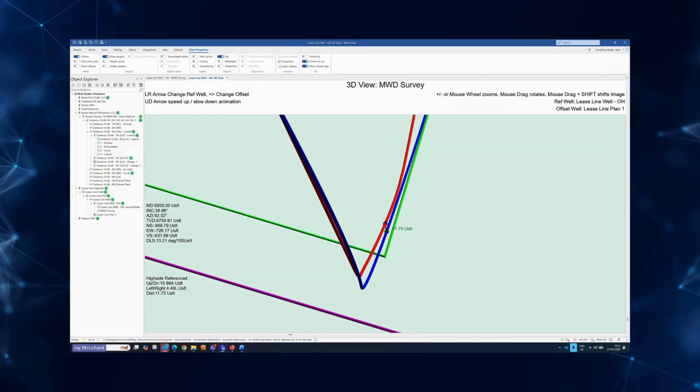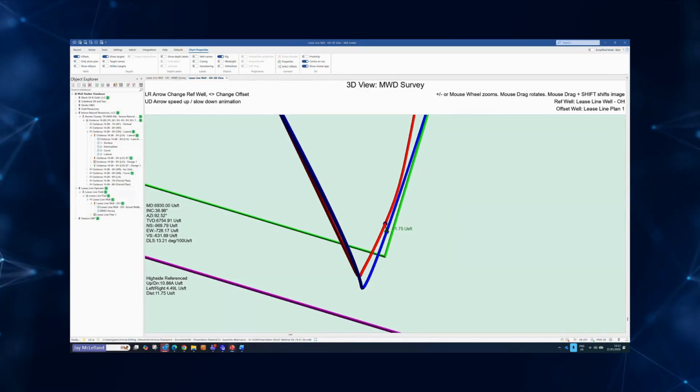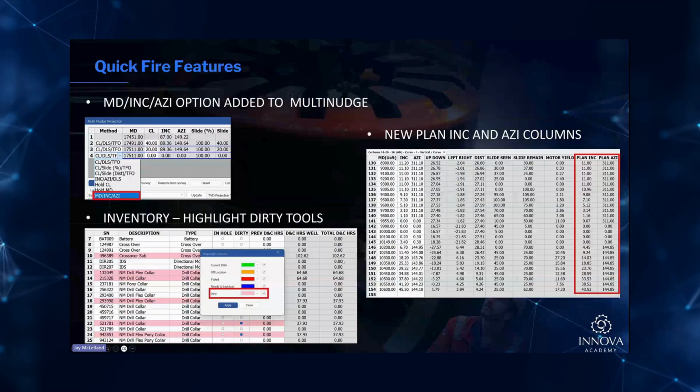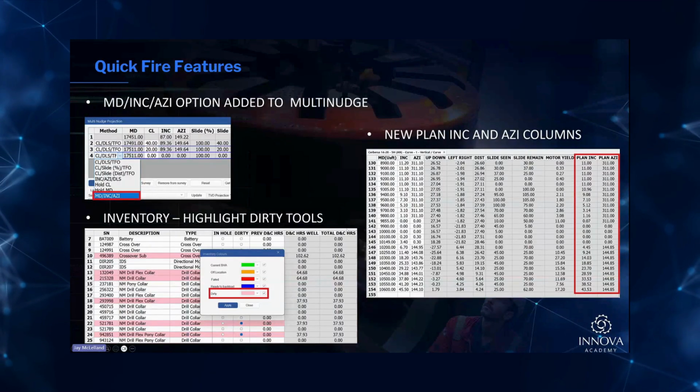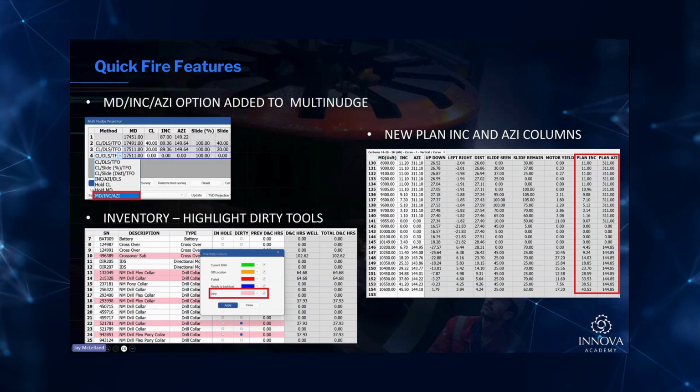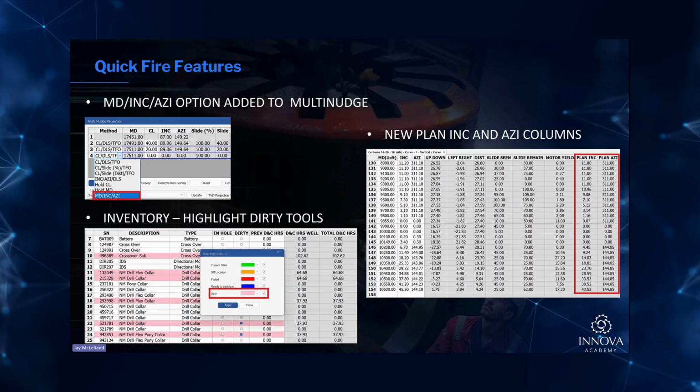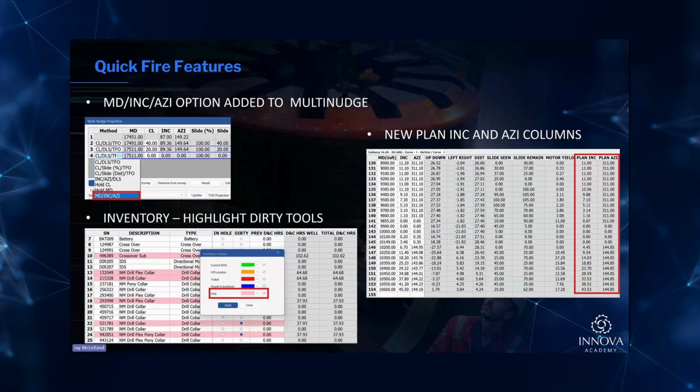Okay, now I'm going to ping back across to my slide deck because I've got a few that I want to run through, which I'll class as quick fire features. So the first one is our multi-nudge. Now, this was added just a couple of days ago based on feedback from a client. So a lot of directional drillers still like to enter measured depth, inclination, and azimuth as their projection.